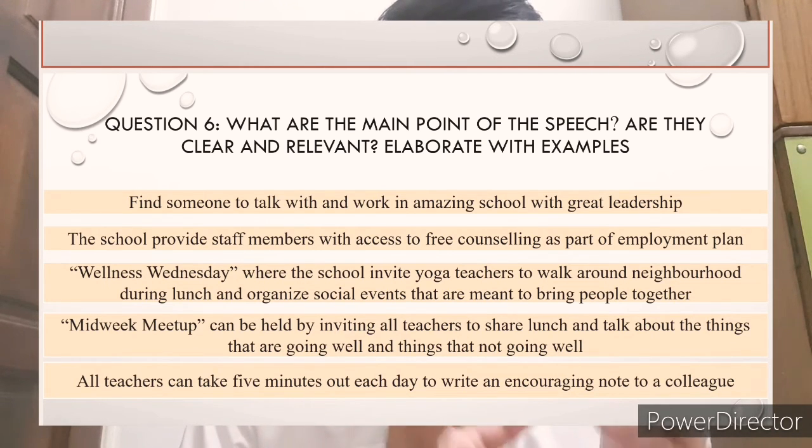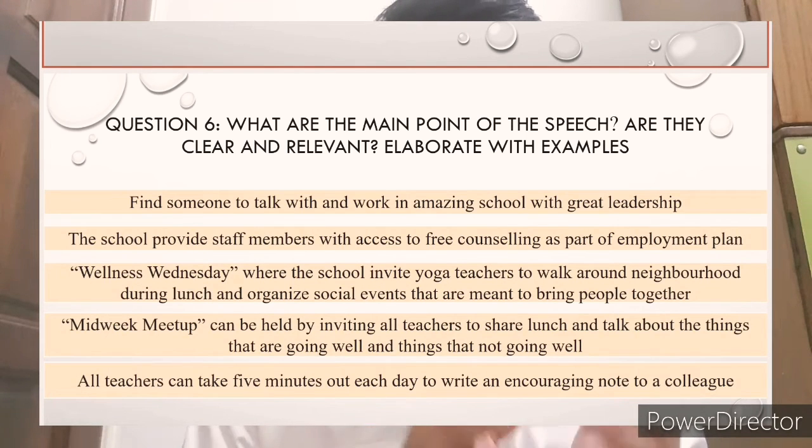The emotional and support staff should be trained professionally so that they can seek out the closest to trauma and check in with the teachers. Next is Wellness Wednesday. It is an activity where the yoga teachers in the neighborhood walk around during lunch and organize social events meant to bring people together.